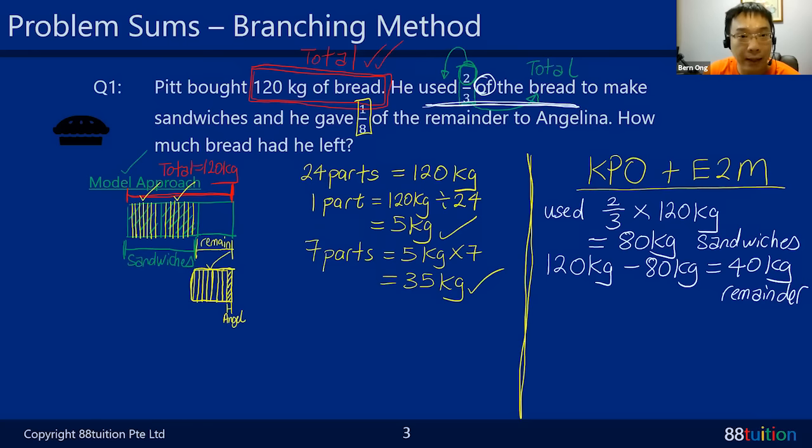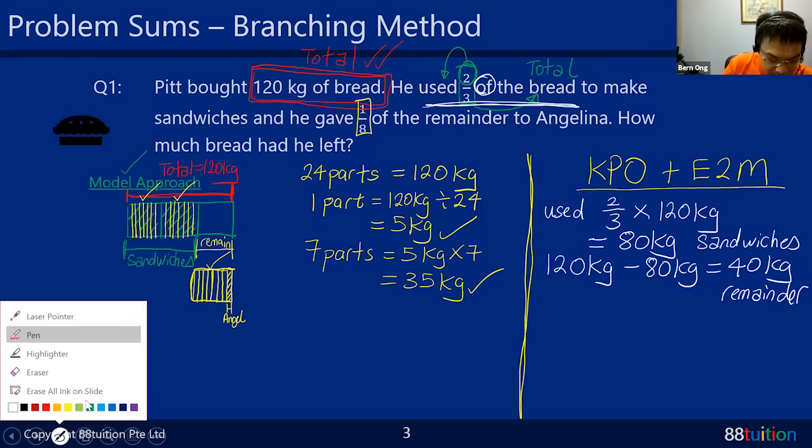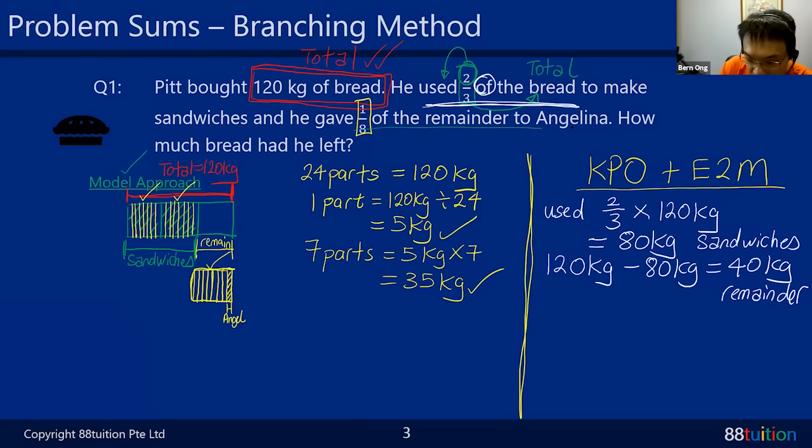Then the sentence says, he gave 1/8 of the remainder. Down here, he said 1/8 of the remainder. Once again, 1/8 is a fraction. Never mind, English to math. What's the meaning of of? Of means times. So 1/8 times the remainder. The remainder is 40 kg. It's given to who? The wife, Angel. So 1/8 times 40 is 5 kg.